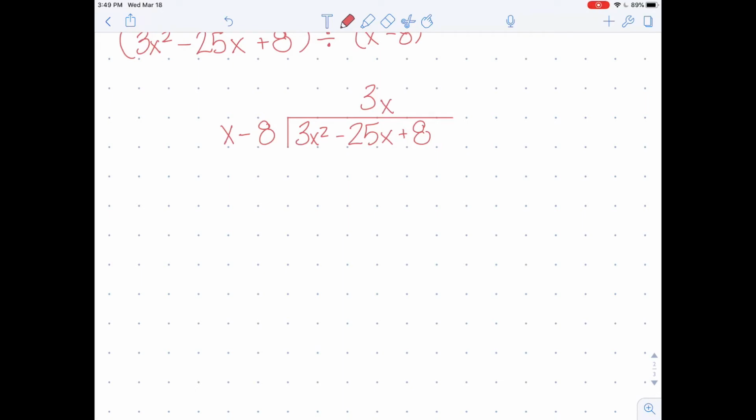So if I multiply 3x times x minus 8, I get 3x squared minus 3 times 8 is 24x.